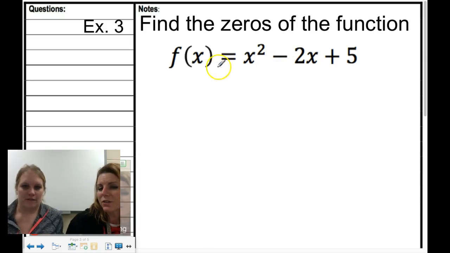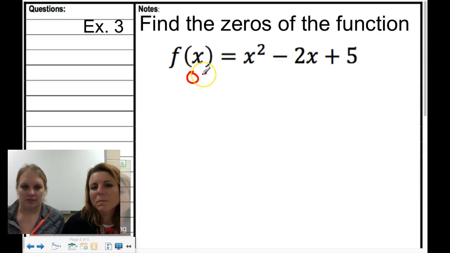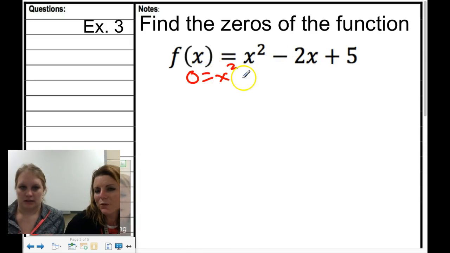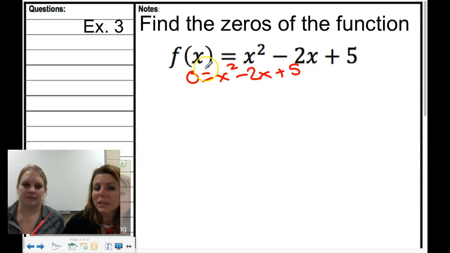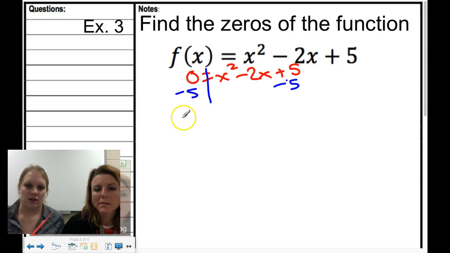Same thing. Find the zeros. First thing, set it equal to 0. And I always like to try factoring first. The only two numbers that will multiply to 5 are 5 and 1, and those will never add or subtract to get to negative 2. So, completing the square. Subtract 5. We get negative 5 equals x squared minus 2x.